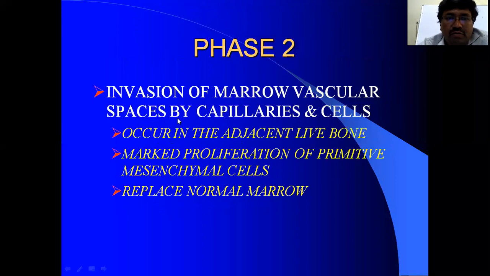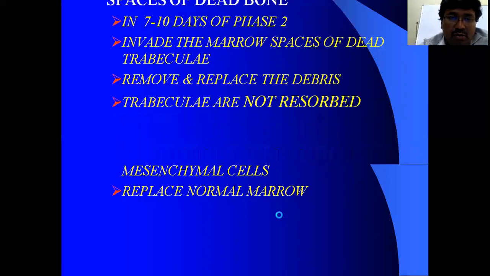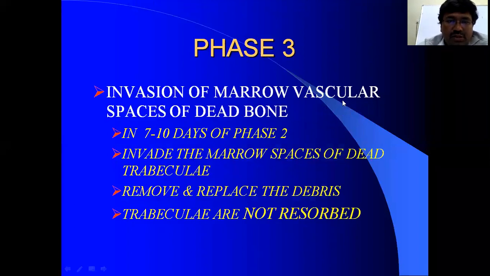Phase 2 is an invasion of narrow vascular spaces by capillaries and cells. It occurs in the adjacent live bone, with marked proliferation of primitive mesenchymal cells, which help in repair. They replace the normal marrow also. And then phase 3, invasion of vascular spaces of dead bone. Within 1 week to 10 days, the marrow spaces of the dead trabeculae are invaded by the mesenchymal cells, which remove the debris and replace it with the new bone.